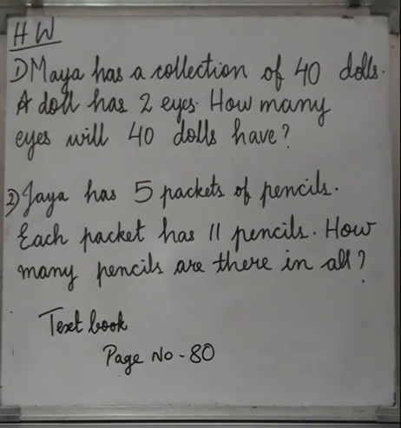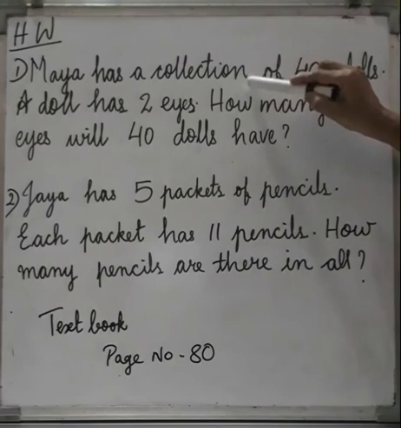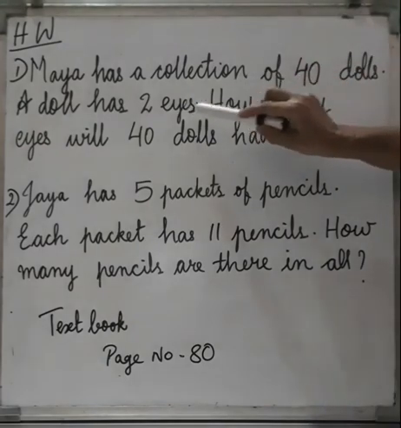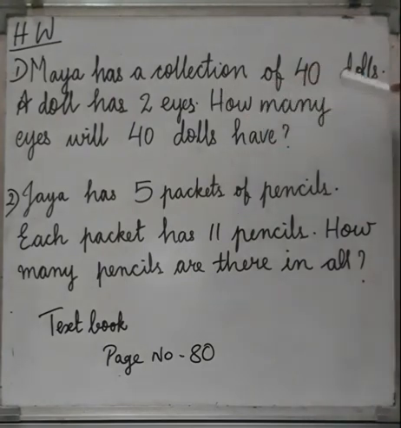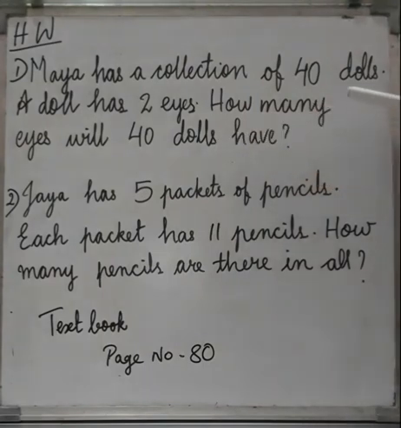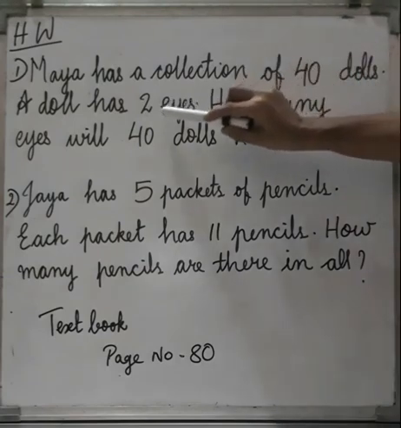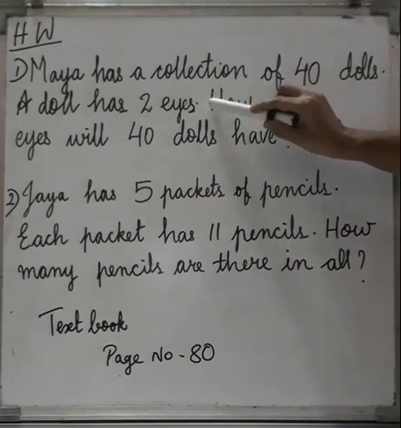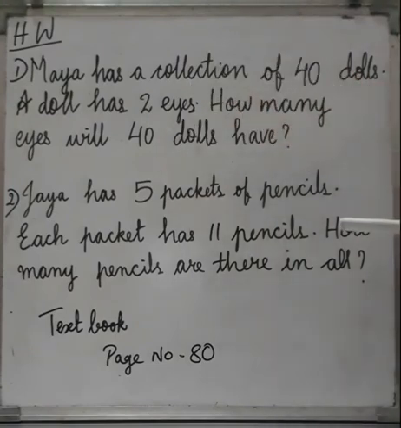Now there are some homeworks for you. I have written two questions. The first question is, Maya has a collection of 40 dolls. A doll has 2 eyes. How many eyes will 40 dolls have? She has 40 dolls and each doll has 2 eyes. Here the question is to find out the number of eyes of 40 dolls.